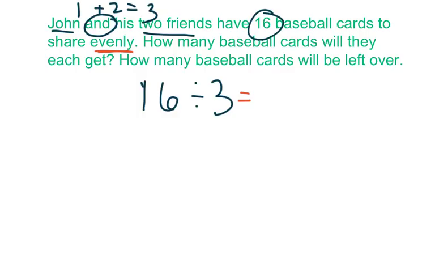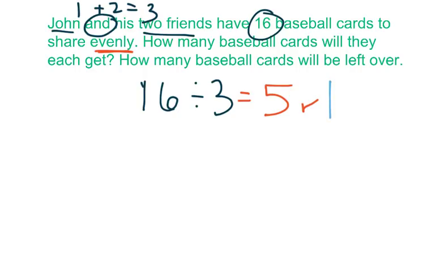Well, 3 times 3 is 9. 3 times 4 is 12. 3 times 5 is 15. 3 times 6 is 18. 18 is too much, so I need to stick with 5. And then I have a remainder of 1.